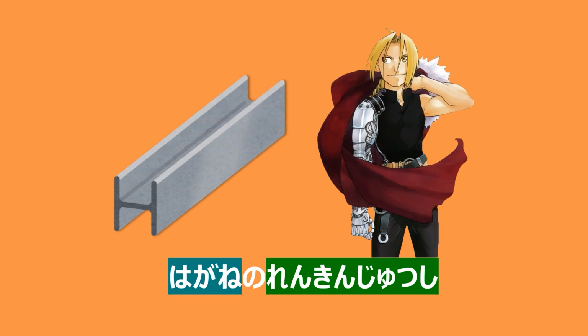And we can also take a look at something like this. 鋼の錬金術師. So here we have steel, 鋼, and 錬金術師, which means alchemist. So what might this be? The alchemist of steel. Yes, it's Fullmetal Alchemist. Steel and an alchemist combined.